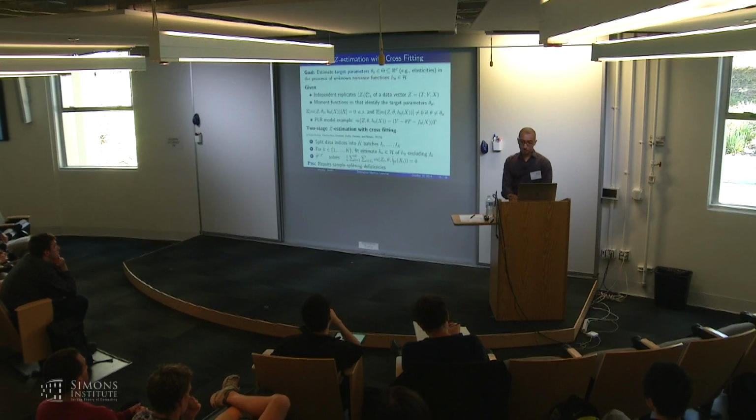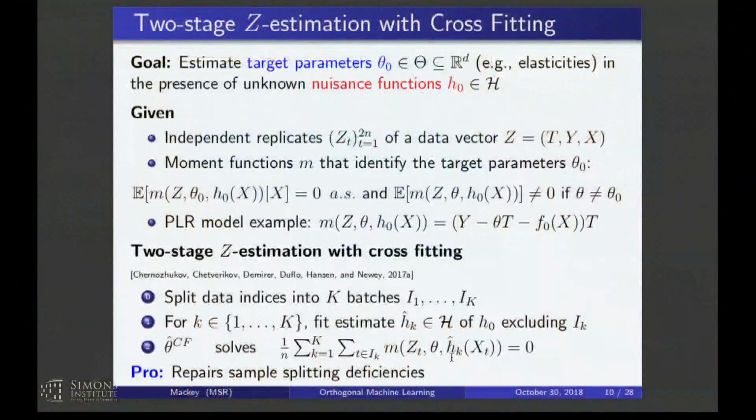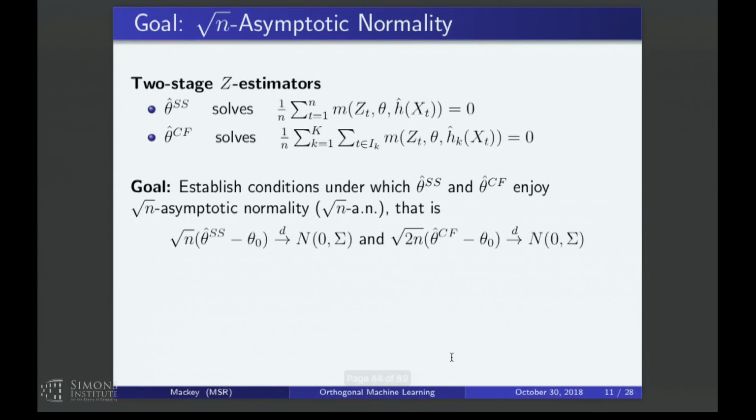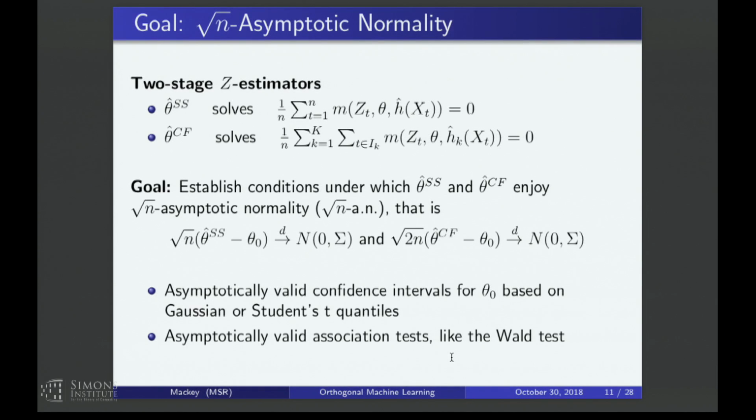Okay, so now we have our estimators. Theta hat CF is the cross-fitting, theta hat SS is sample splitting. Our goal is going to be to establish root n asymptotic normality of these estimators. So I want root n consistency, and I want them to be asymptotically normal estimates as n goes to infinity. This will allow us to do asymptotically valid hypothesis testing, for instance, association testing, conditional on known covariates, and also to establish asymptotically valid confidence intervals.